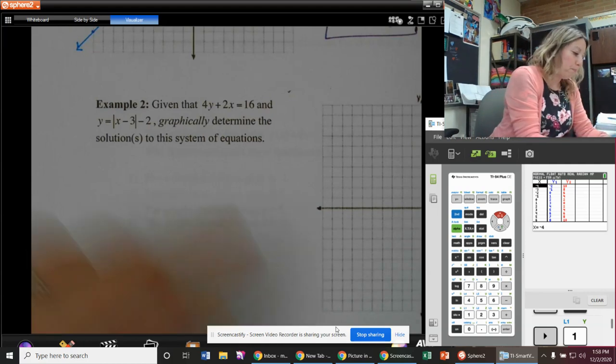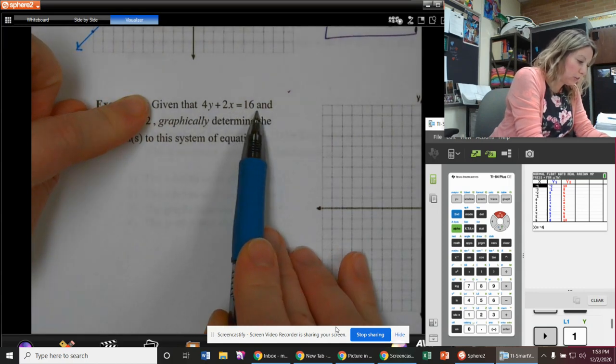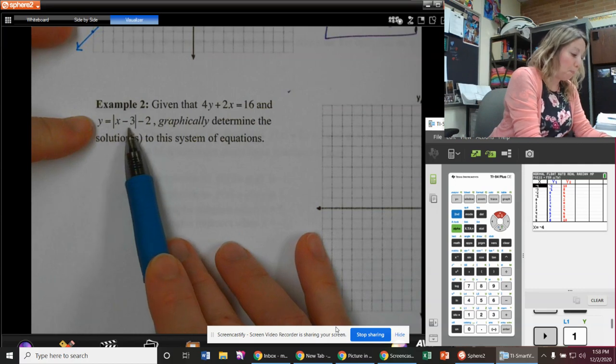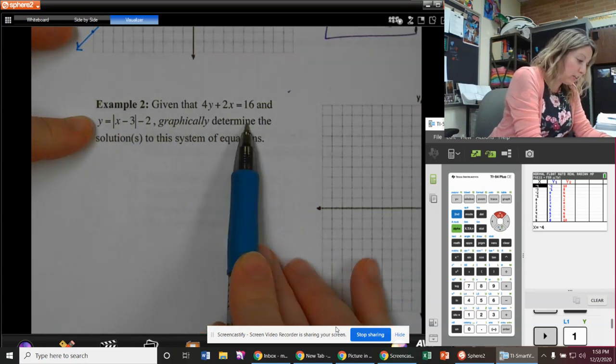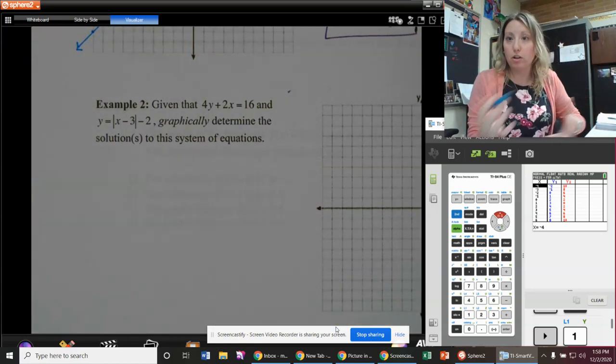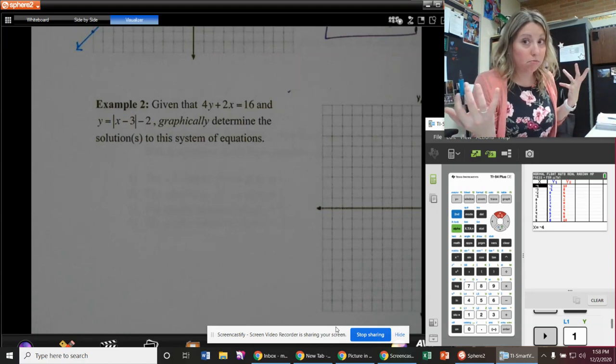Okay? So, given that 4y plus 2x equals 16 and y equals the absolute value of x minus 3 minus 2, graphically determine the solutions to the system. Solution slash S, right? It could be 1, it could be 2, is what they're kind of saying. There might be 1, there might be more.